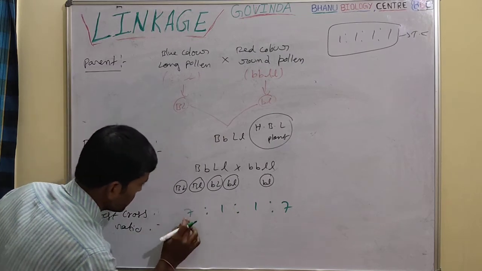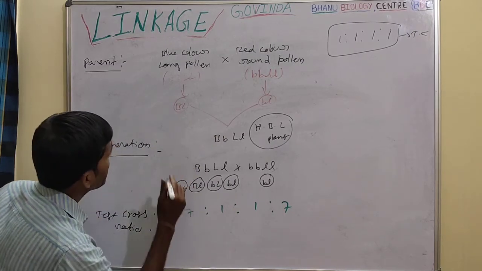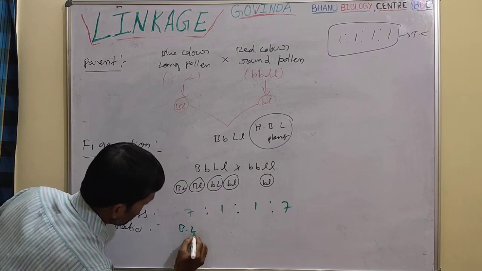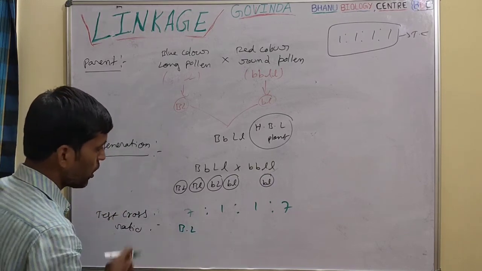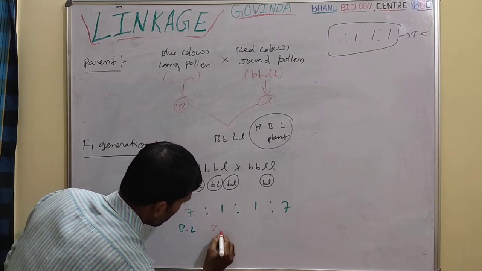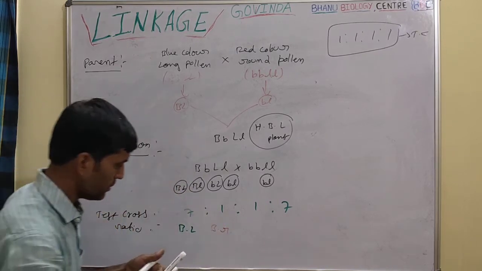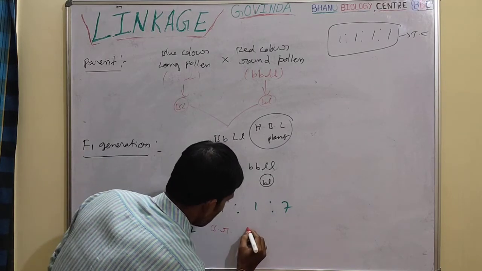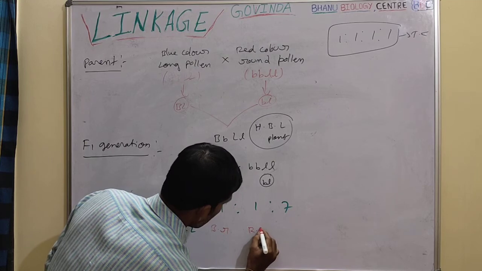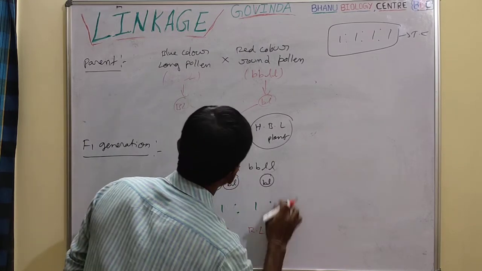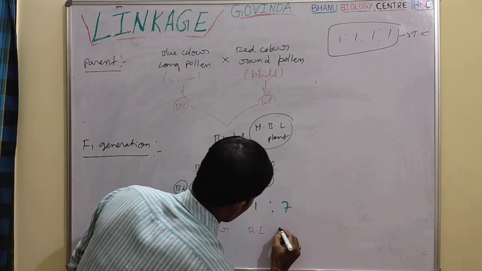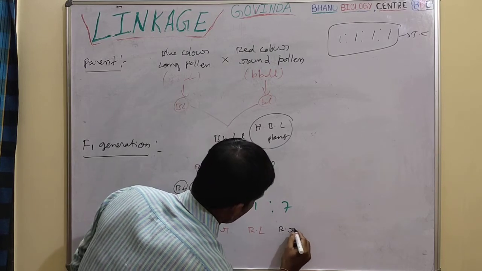After writing these phenotypes, we come to know the main reason for these deviated test cross ratios. This 7 becomes the parental type, that is blue and long pollen grain. This is the blue and round pollen grain. This is the red and long pollen grain. This one is the parental, that is red and round.